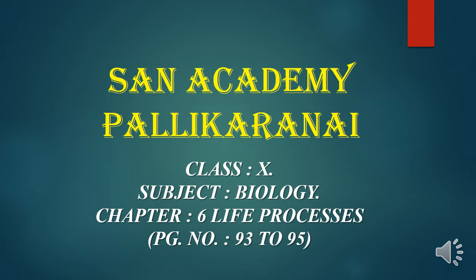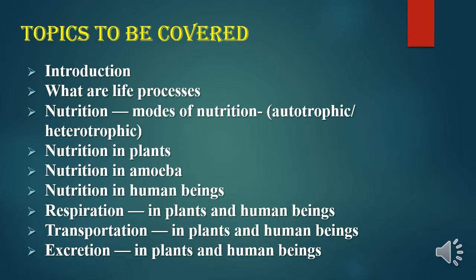So the topics to be covered in this chapter are introduction, what are life processes, nutrition, where we have modes of nutrition, autotrophic nutrition and heterotrophic nutrition. Next topic is nutrition in plants. Next we have nutrition in amoeba, nutrition in human beings. So after the nutrition process is over, we have the respiration in plants and human beings, transportation in plants and human beings, and then we have excretion in plants and human beings.